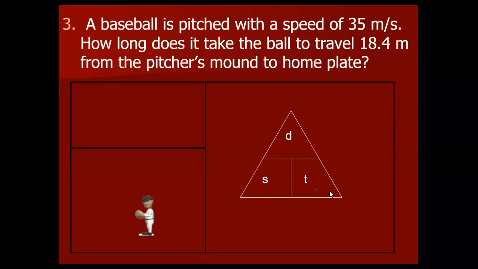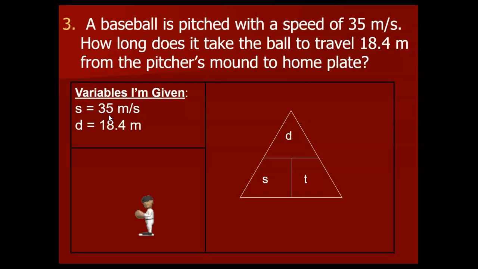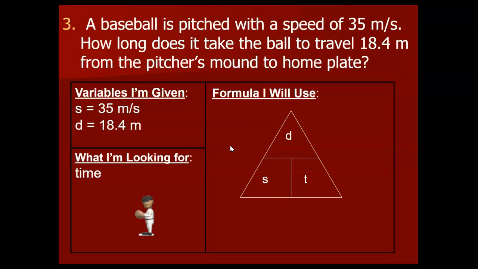A baseball is pitched with a speed of 35 meters per second. How long does it take the ball to travel 18.4 meters from the pitcher's mound to home plate? So we have 35 meters per second. We have 18.4 meters. Variables I'm given. Speed equals 35 meters per second. D equals 18.4 meters. What I'm looking for? Time. Why? Because 35 meters per second is my speed, and they gave us our distance, 18.4. So I would take distance divided by speed, and it's going to give me my time because those two variables were given. Formula I will use.